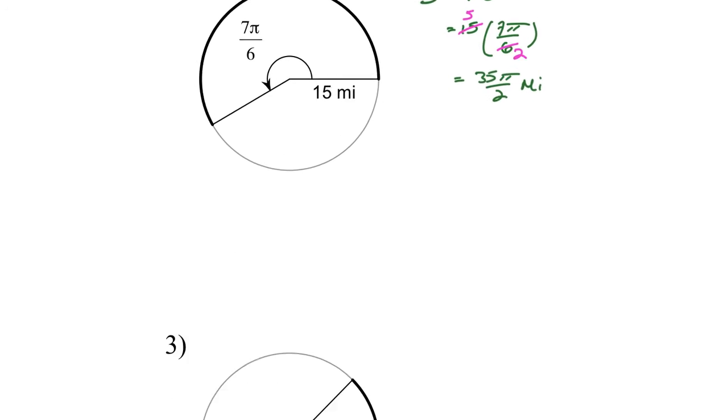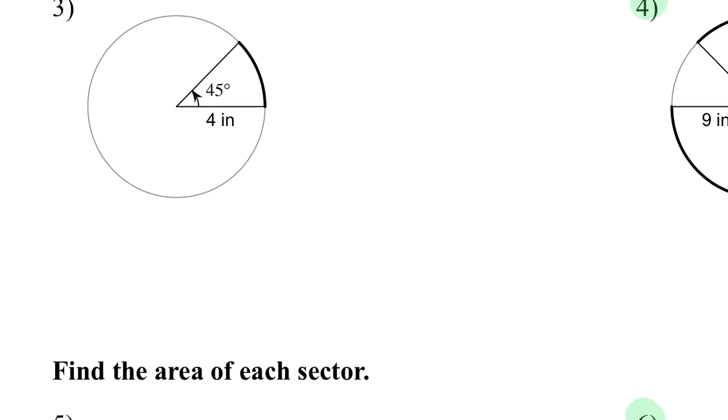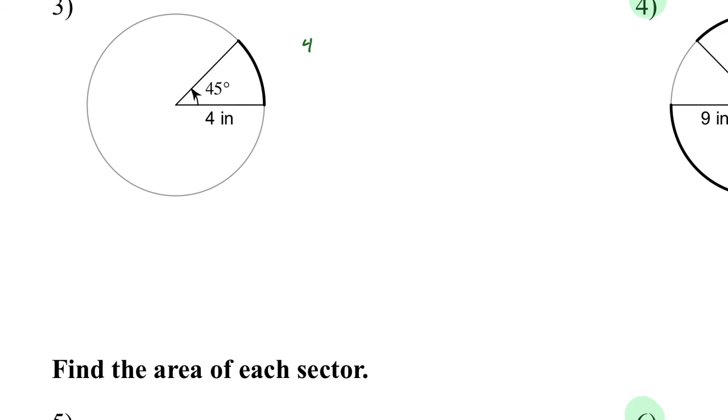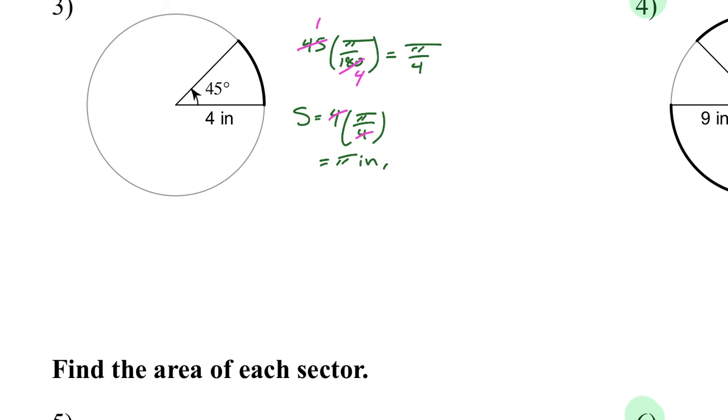Number 3 is given in degrees, so my first step here is to convert it to radians. So I'm going to multiply 45 times pi over 180. So I'm going to simplify here. So I get 1, I get 4. So that means that this equals pi over 4. And now I can find my length. So it's 4 times pi over 4. This cancels out. So that means that the arc length here is pi inches.